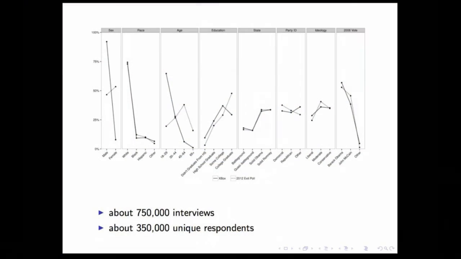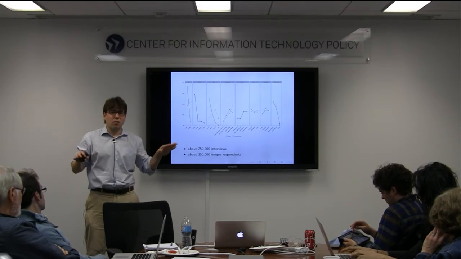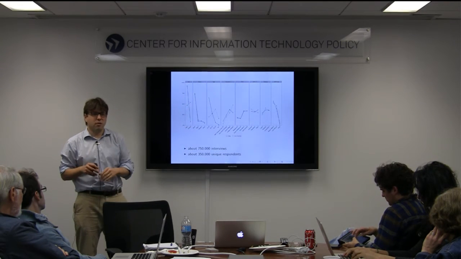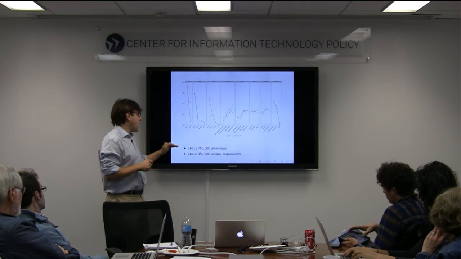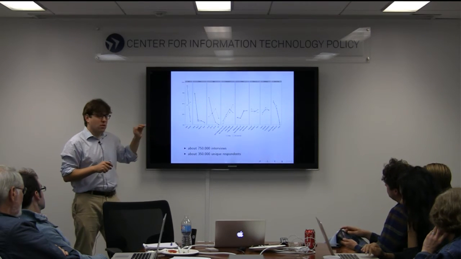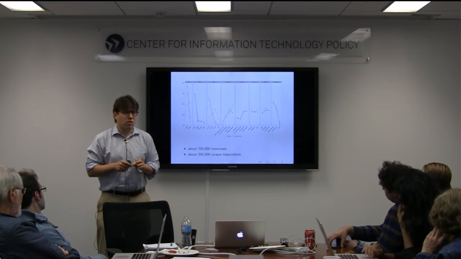For example, they were largely male, and they were much younger than the electorate. And so a social scientist's first reaction is, oh, this is going to screw up the estimates. You can't possibly learn anything. These people are non-representative. But I want to highlight something, that they had 750,000 interviews with about 350,000 unique respondents.